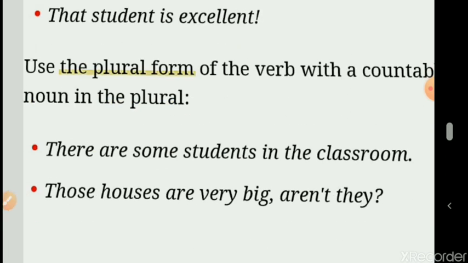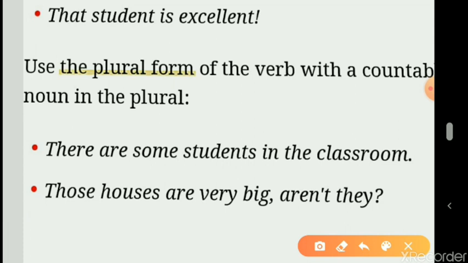Now next, use the plural form of verb with a countable noun in plural. बेटा अब अगर आपका जो noun है वो plural होगा तो हम verb plural form का use करेंगे. अभी हमने क्या पढ़ा? सिंगुलर नाउन के साथ हमको is या was यूज करना होता है. सेम वे प्लूरल के साथ हम are या were यूज करेंगे. If the sentence is in present tense, we'll be using are, and if the sentence is in past tense, we'll be using were.